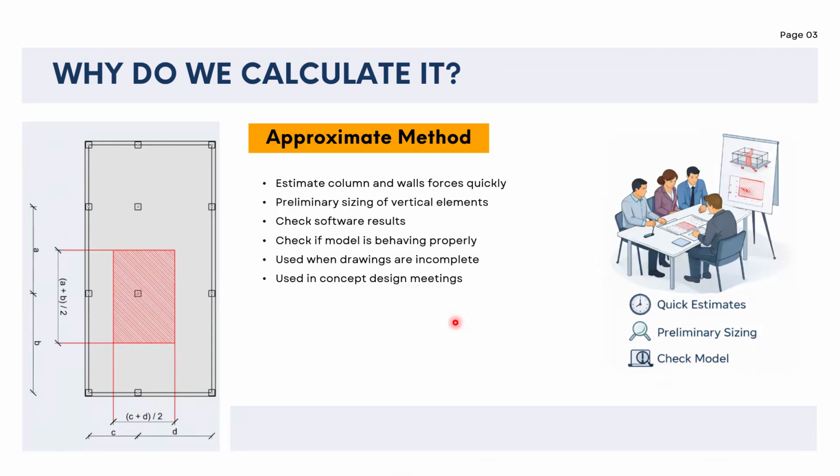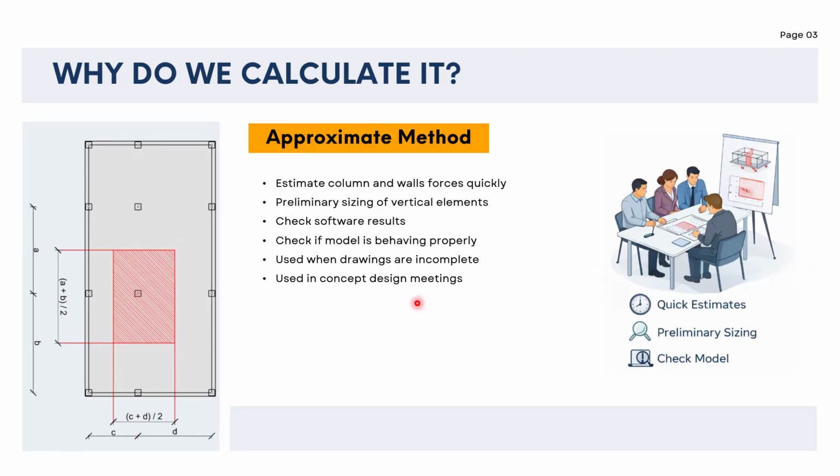So why do we need this method? Again, this method is an approximate method. Using this method, we can estimate column and wall forces quickly. Like for example, we are on site. We want to give a very quick answer if this column works or not, a very quick check. We can do it manually, approximately, just to get an idea of the forces inside this column or wall. We can also use it for the preliminary sizing of vertical elements.